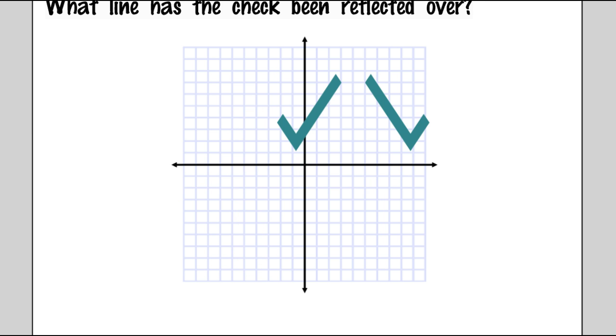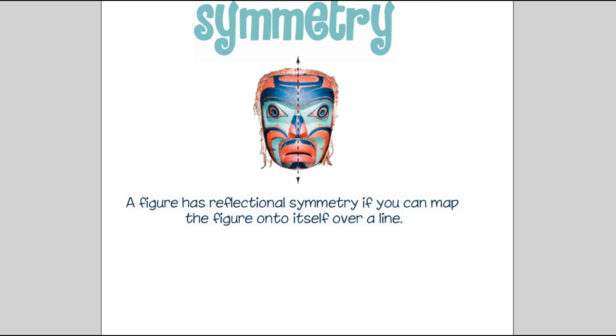Let's try another one. What line has the check been reflected over? X equals 4. Write it down. X equals 4. You travel on the x-axis to get to that line. I travel 1, 2, 3, 4. Oh, I'm there. All right. Oops, I skipped a slide.